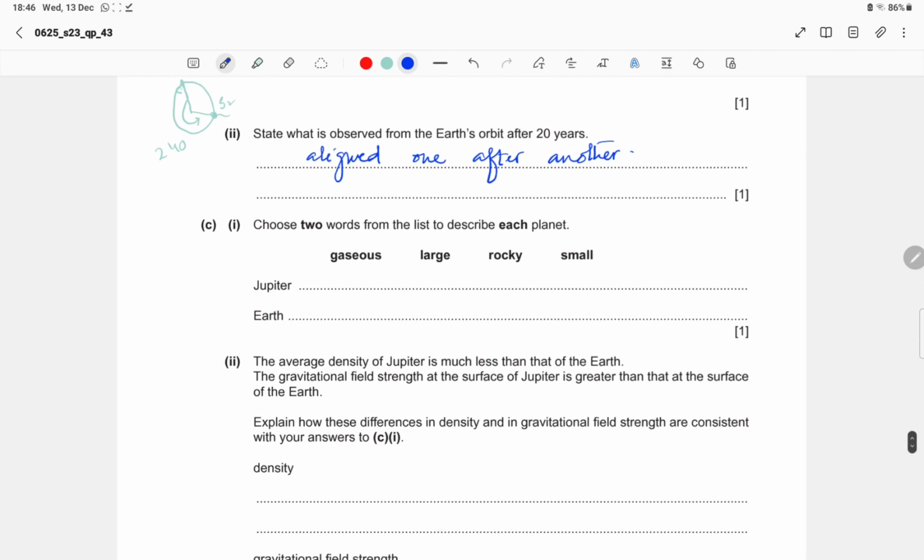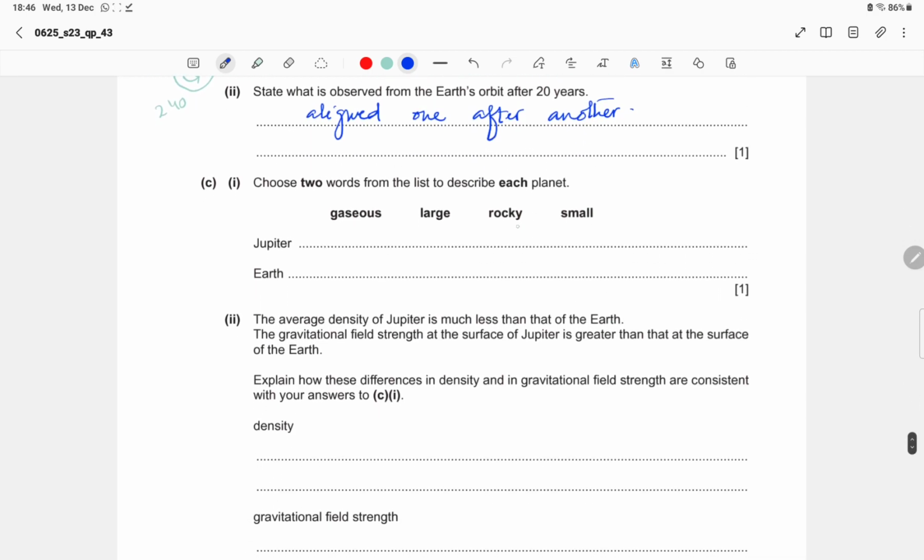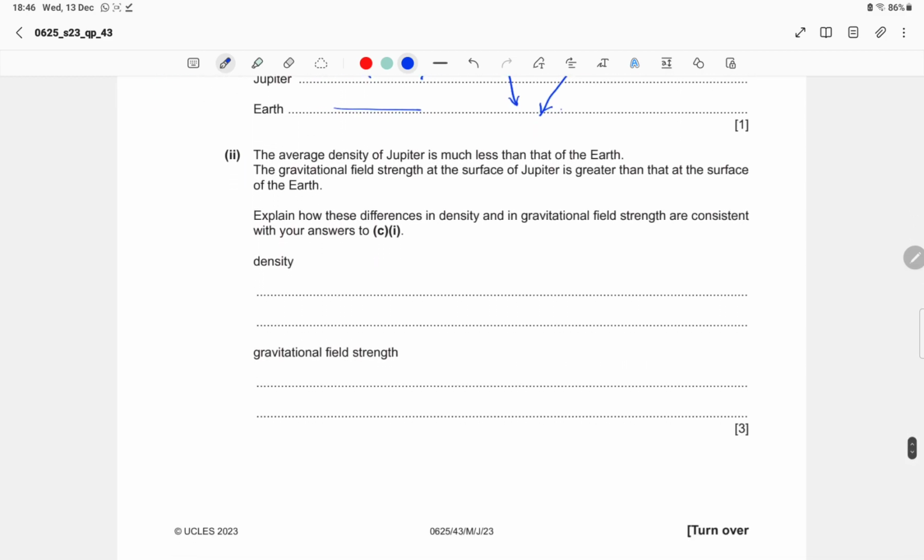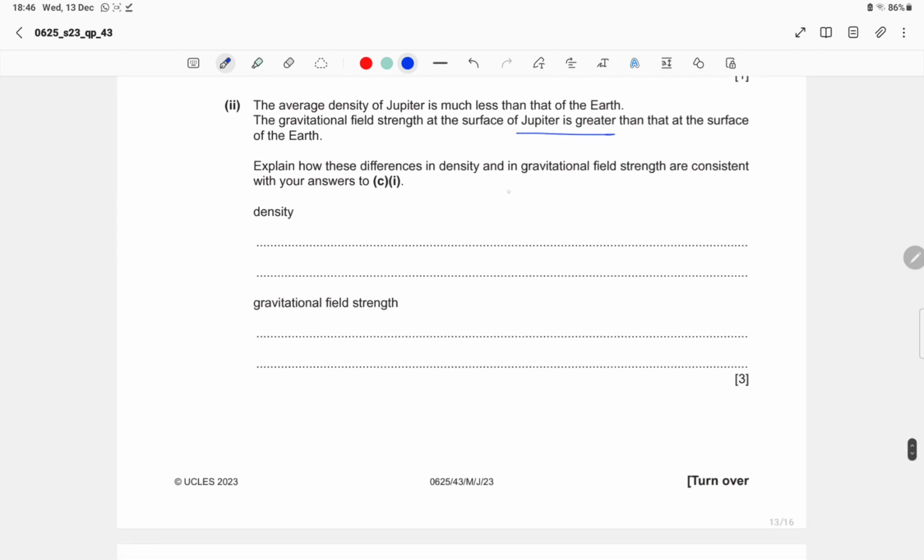Choose two words from the list to describe each planet. Jupiter is a large and gaseous planet, whereas Earth is a small and rocky planet. So you can write it down over here. The average density of Jupiter is much less than the Earth. The gravitational field strength at the surface of Jupiter is greater than that of the Earth. Explain how these differences in density and the gravitational field strength are consistent with your answer to C1.